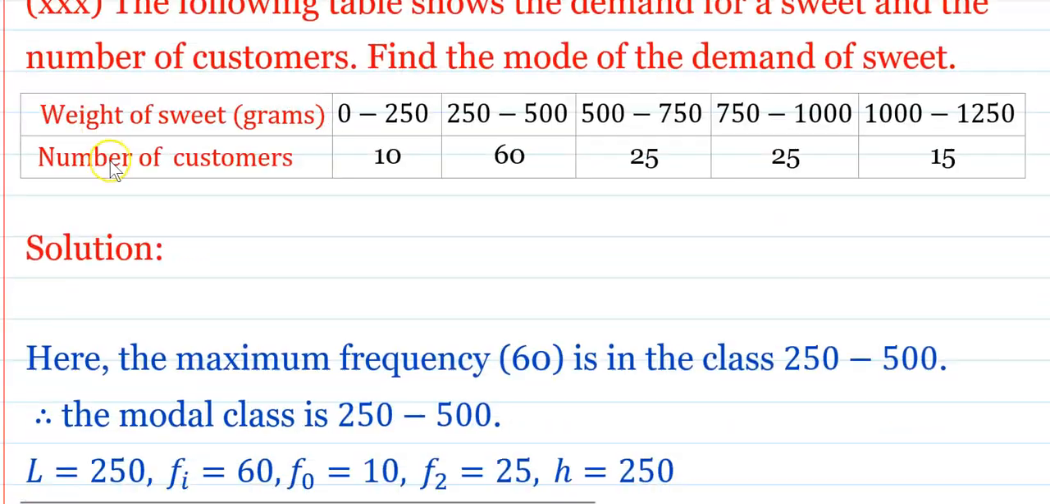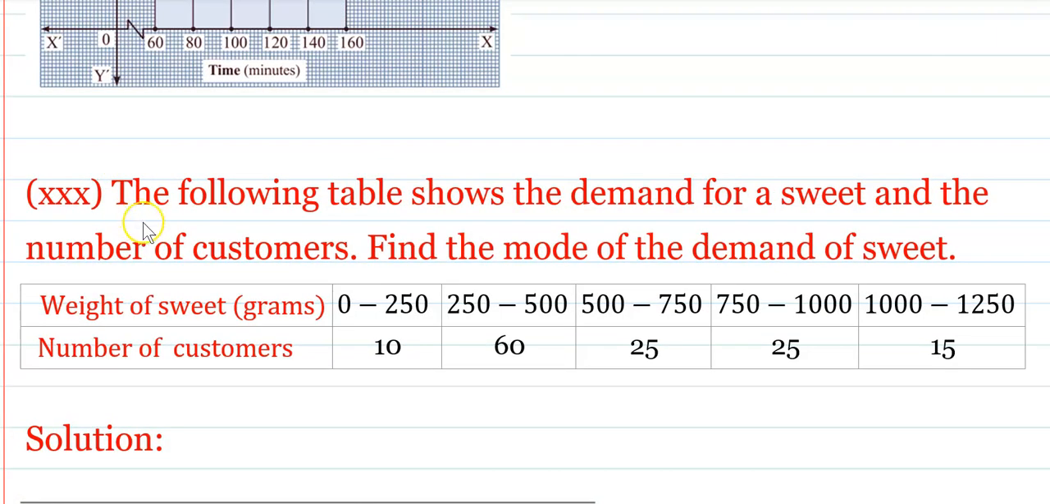Okay, next. The following table shows the demand for a sweet and the number of customers. Find the mode of the demand of the sweet. Weight of the sweet in grams: 0 to 250, number of customers 10. 250 to 500, 60. 500 to 750, 25. 750 to 1000, 25. 1000 to 1250, 50. Okay, now we will find out the mode.